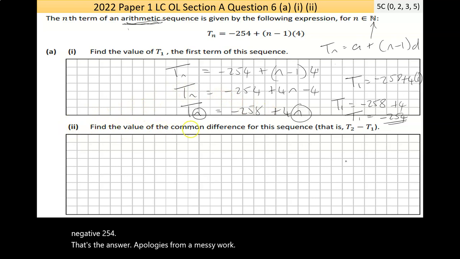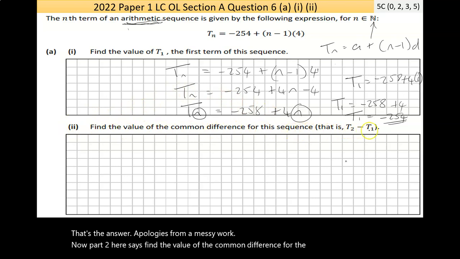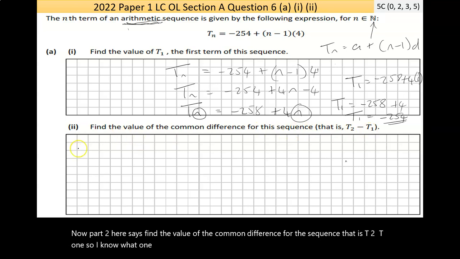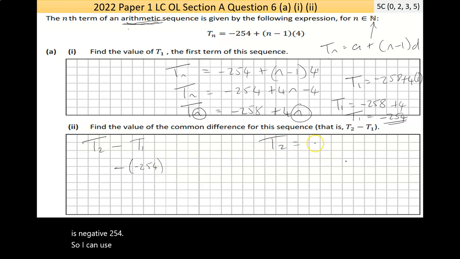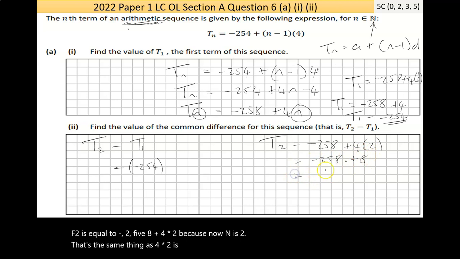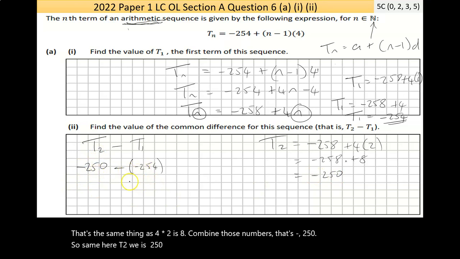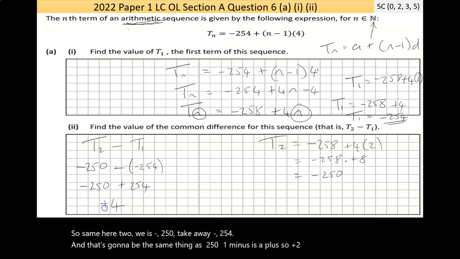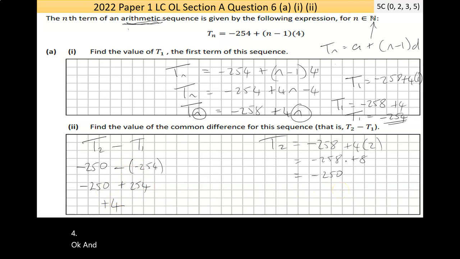Now, part 2 says, find the value of the common difference for the sequence, that is T2 minus T1. I know that T1 is negative 254, but I don't know what T2 is yet. So I can use the exact same thing as I did above, except instead of n being 1, it's 2. So T of 2 is equal to negative 258 plus 4 times 2, because now n is 2. 4 times 2 is 8. Combine those numbers, that's negative 250. So T2 is negative 250. Take away negative 254. Minus by minus is a plus, so plus 254, so the difference is 4. And that should be the answer. It is.